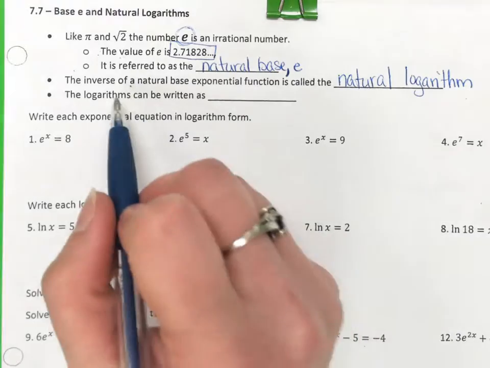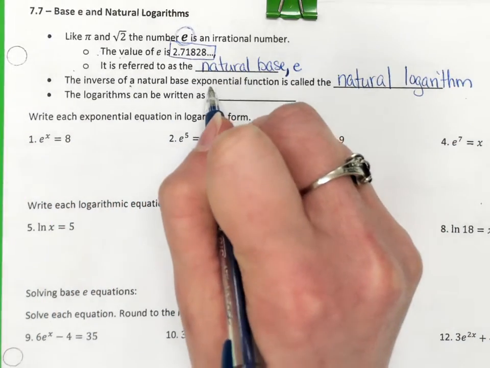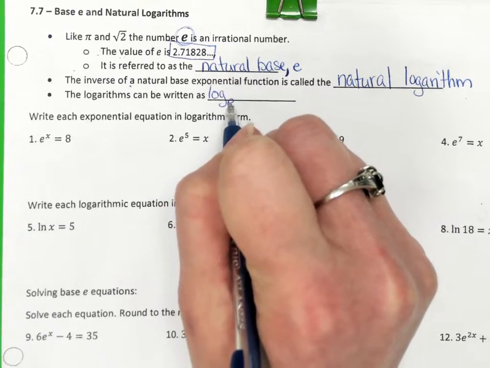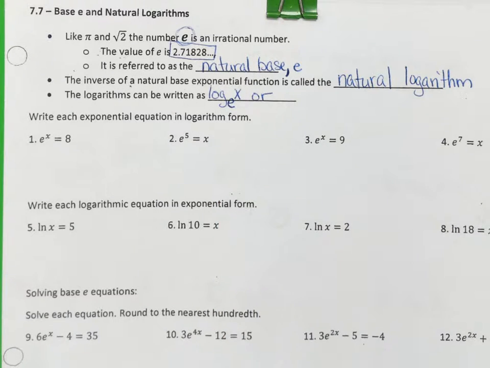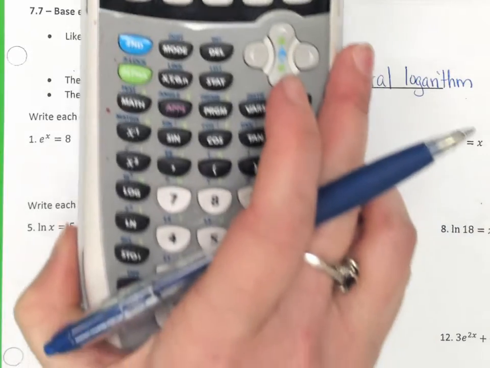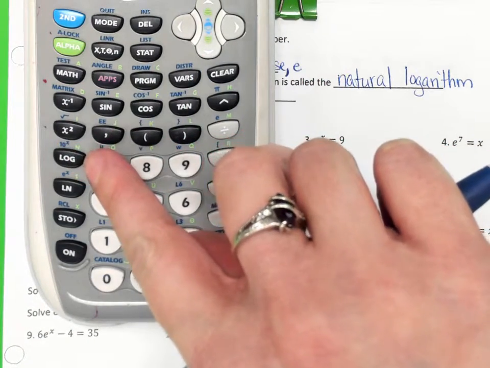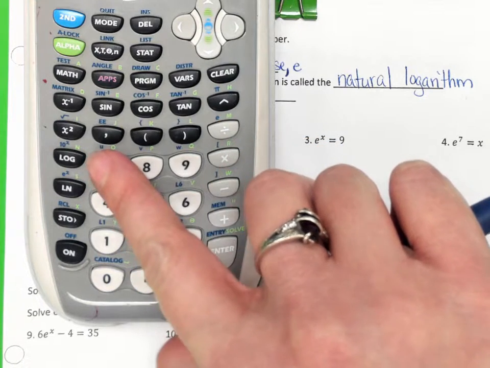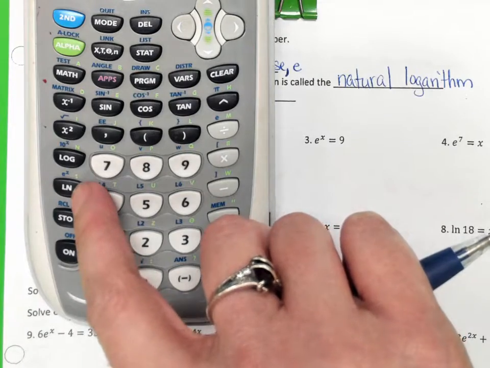All right, so here's how we write it. You ready? The logarithm can be written as log base e of x, because those are opposites. Or the more common way to rewrite it is, look on your calculator. You ready? Do you see your log button right here? The opposite of a log is right here. What does that say? ln.